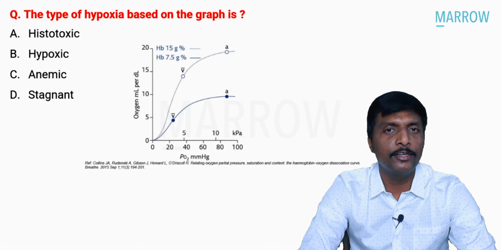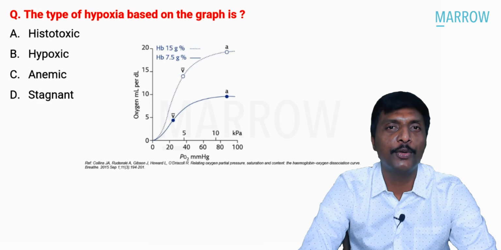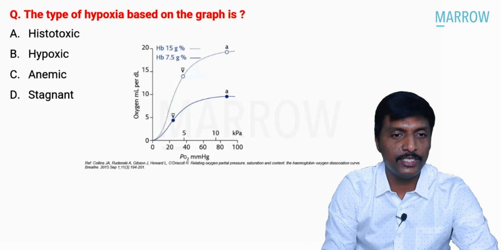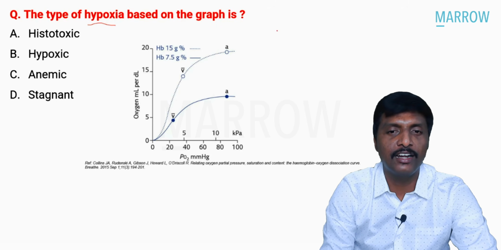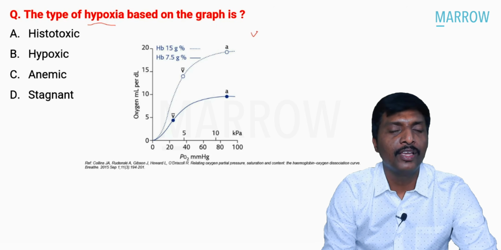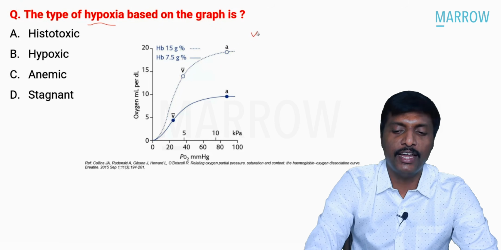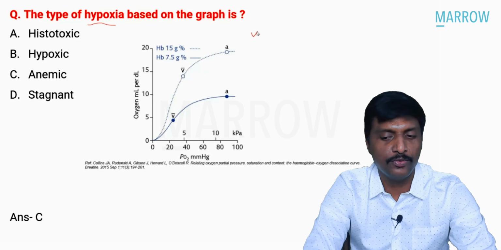To justify the same statement, I'm showing you the first question where the concept or the fact was discussed in the videos before, but they converted that into a picture-based MCQ. Now look into the question, guys. What is the question? The type of hypoxia based on the graph is, and this is the graph. Any idea? Just think for a moment. What did you answer for this question? If you answered it is anemic hypoxia, you are correct.